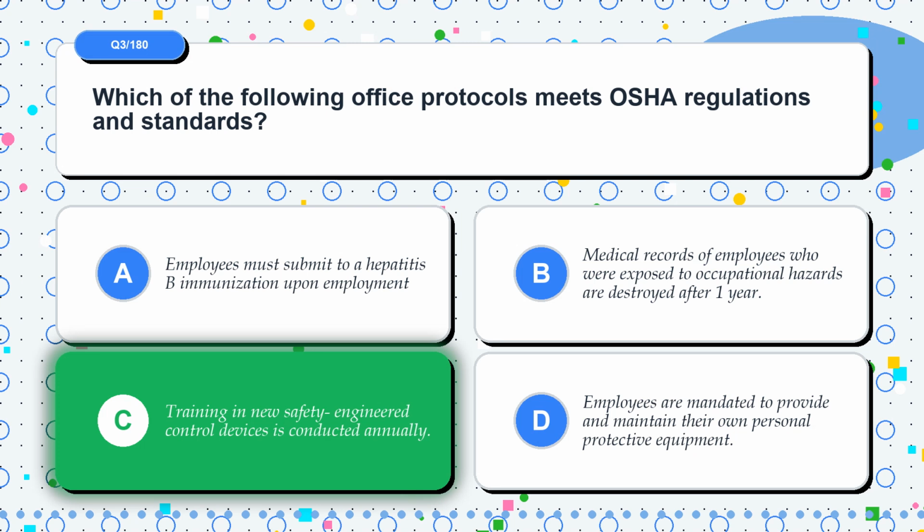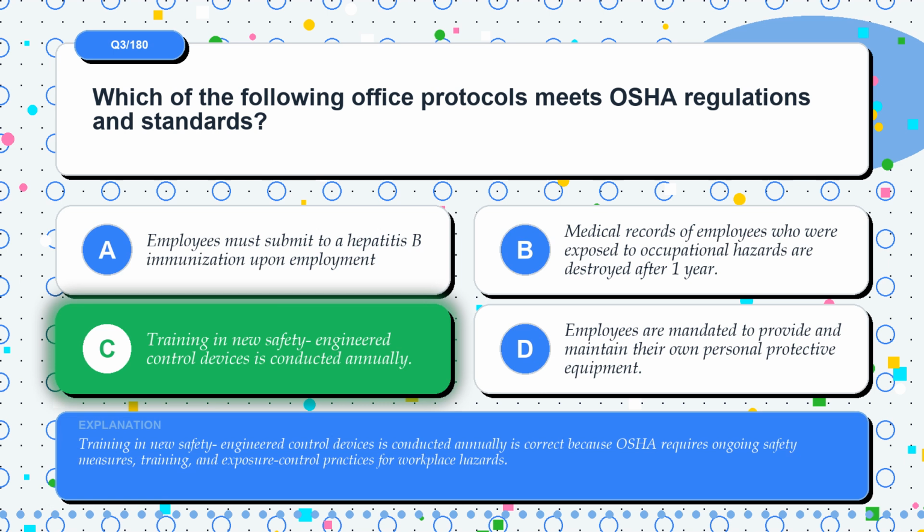The correct answer is option C. Training in new safety engineered control devices is conducted annually. Training in new safety engineered control devices is conducted annually is correct because OSHA requires ongoing safety measures, training, and exposure control practices for workplace hazards.